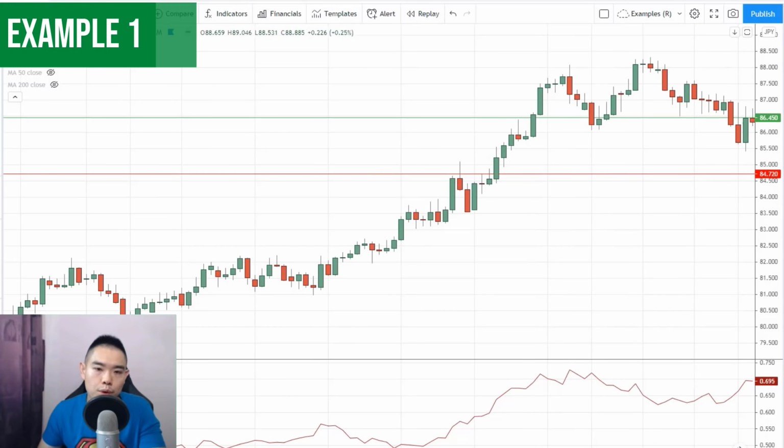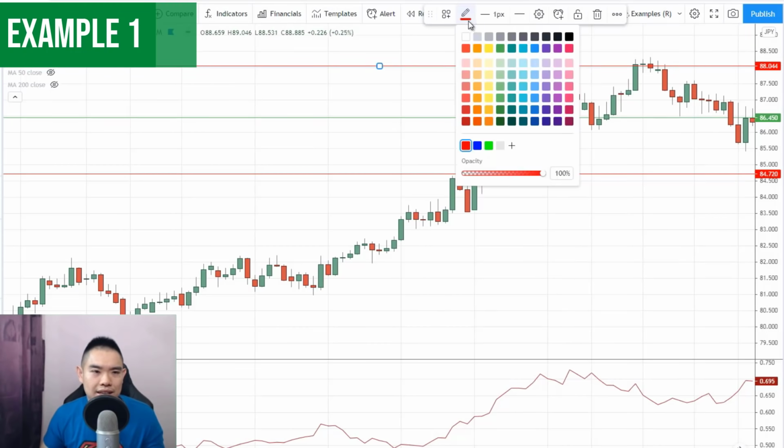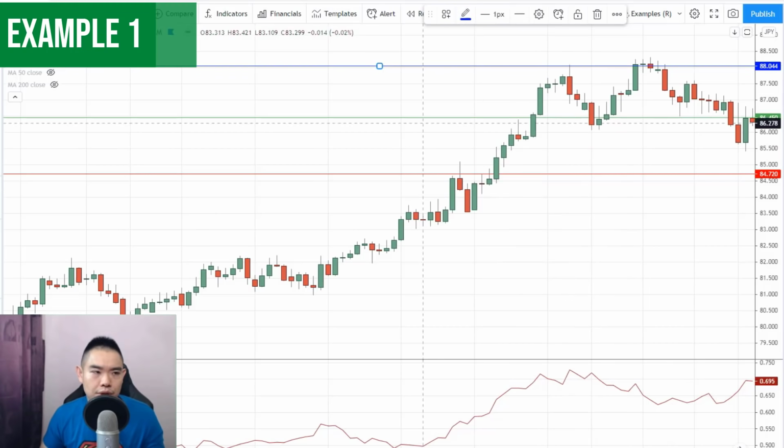Okay, and let's say we want to go with a swing trading approach. We want to exit and capture just one move in this market. So for this one here, we can exit just before this recent swing high. I'll put it, let's say, around the $88 price point. Let's set this to blue. Okay, and there you have it, right?